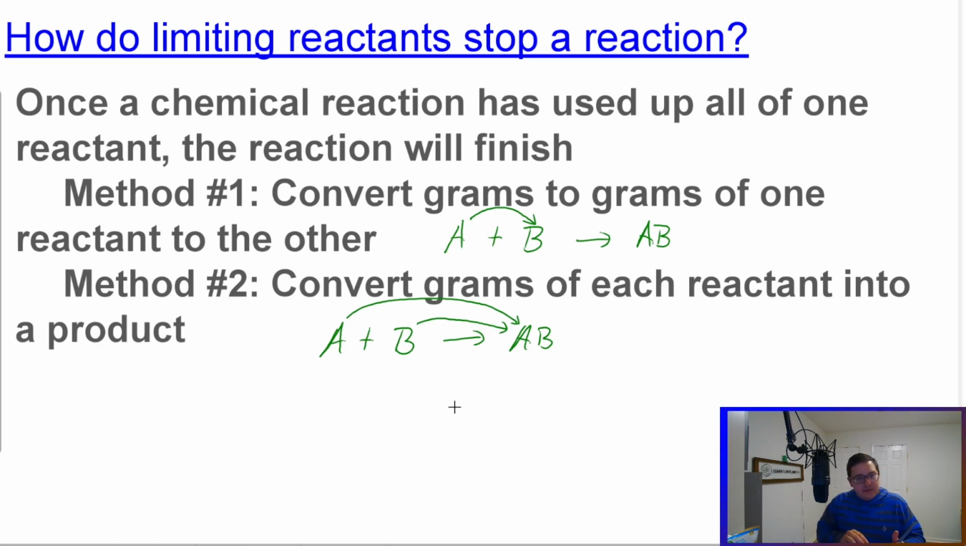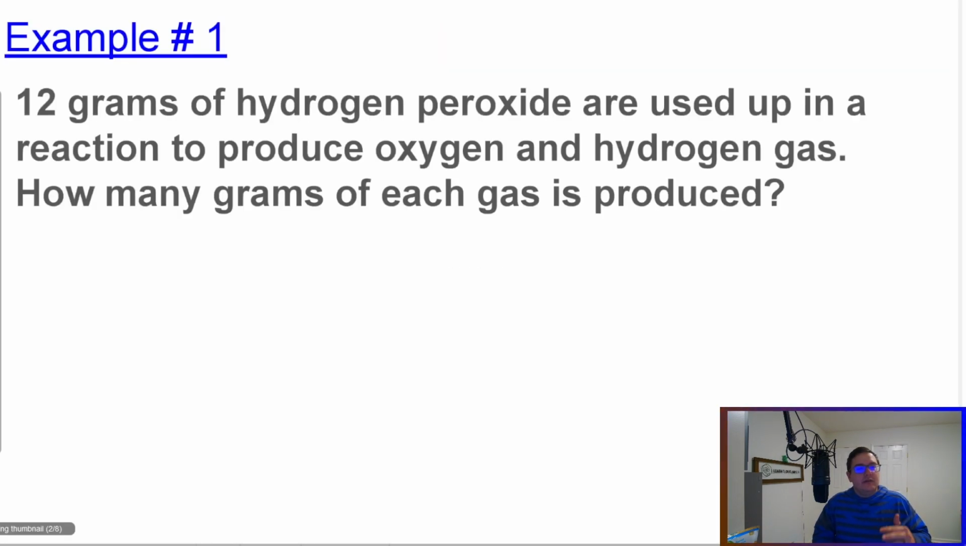So, with that being said, let's look at an example using just this first question right here. We have 12 grams of hydrogen peroxide that are used up to produce oxygen and hydrogen gas. How many grams of each gas is produced? Well, first off, we've got to write our chemical reaction. Let's try that out. We're going to have H2O2, that's hydrogen peroxide. I wouldn't expect you to memorize that. It produces hydrogen gas and oxygen gas.